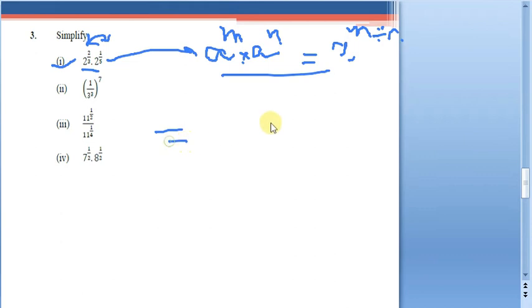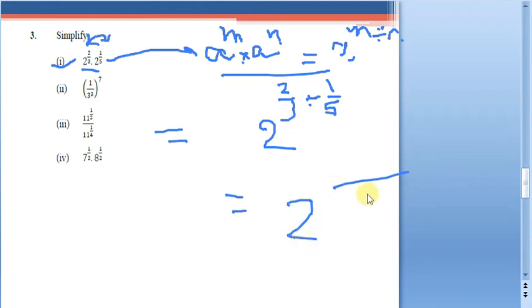So the common base is 2 and we add 2 by 3 plus 1 by 5. Take the LCM of 3 and 5, which is 15. This 3 goes 5 times, 5 into 2 is 10, plus this 5 goes 3 times, 3 into 1 is 3, it will be 13. So it will be 2 power 13 by 15. So that is going to be your answer. We just have to see which exponential law we can use in this particular context. That is the answer for the first one.